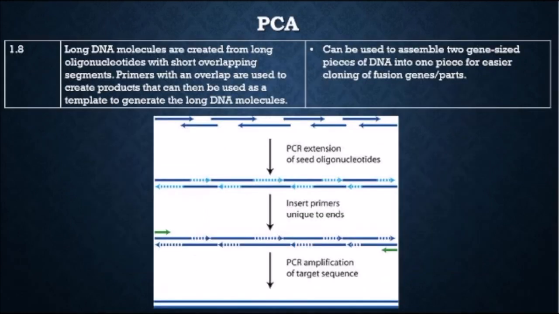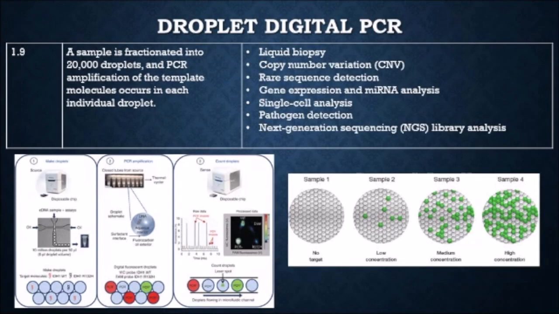Polymerase cycling assembly. Long DNA molecules are created from long oligonucleotides with short overlapping segments. Primers with an overlap are used to create products that can then be used as a template to generate the long DNA molecules. This is useful to assemble two gene-sized pieces of DNA into one piece for easier cloning or fusion genes part.